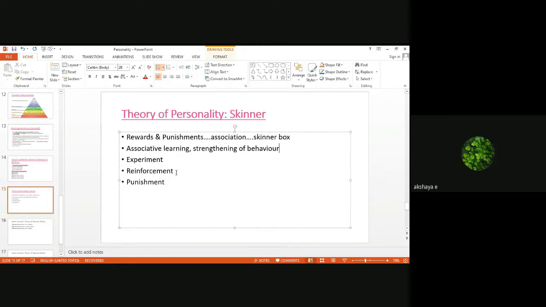Giving any kind of stimuli which strengthens or increases, yes, that is called the reinforcement.